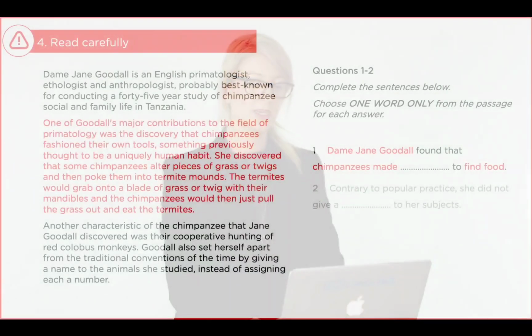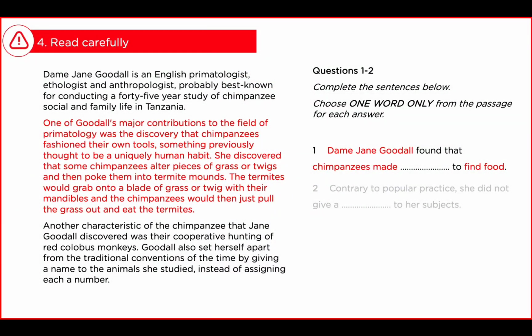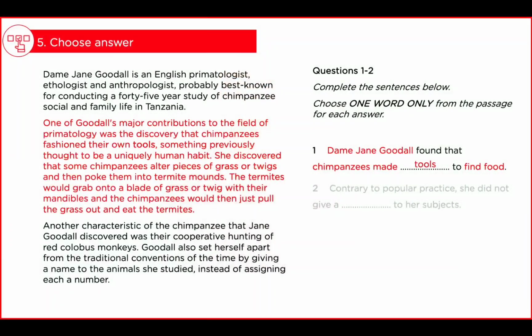Okay, so I think I've got the answer, but was this related to food? She discovered that some chimpanzees alter pieces of grass or twigs and then poke them into termite mounds. The termites would grab onto a blade of grass or twig with their mandibles, the jaw, and the chimpanzees would then just pull the grass out and eat the termites. So what did chimpanzees make to find food? Can you see it? And remember, only one word, tools. So she discovered that chimpanzees made tools to find food.